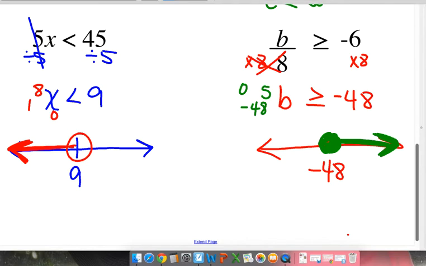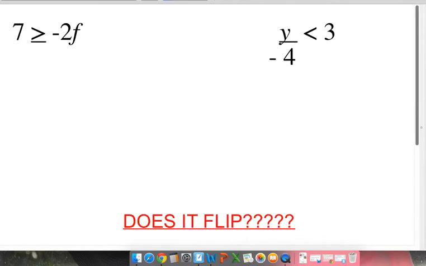Cool. A couple more, and then we're done. Oh boy, look at that guy. 7 is greater than or equal to -2f. Do you see a -2 stuck to that variable? Because I do. I see a negative coefficient. That means that sign is going to flip. In fact, I'm going to do it right now. Bang, now it's done.